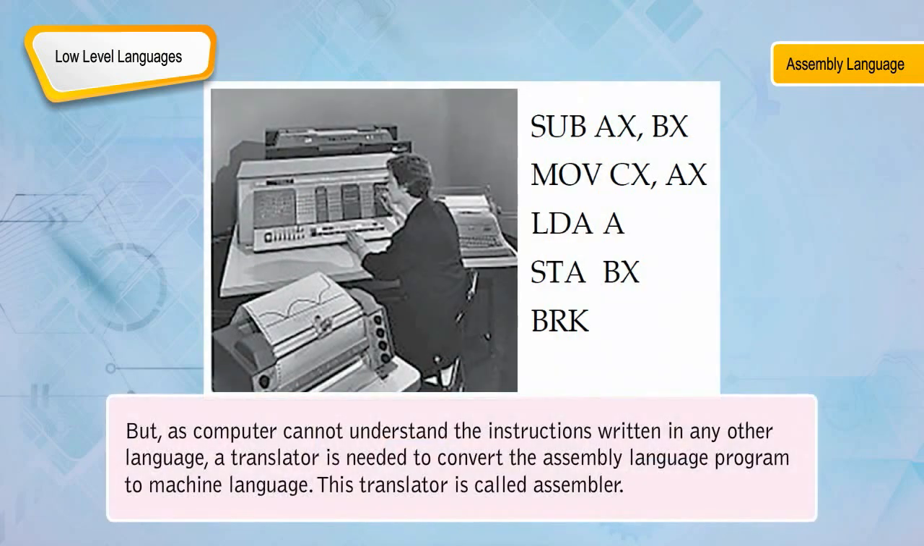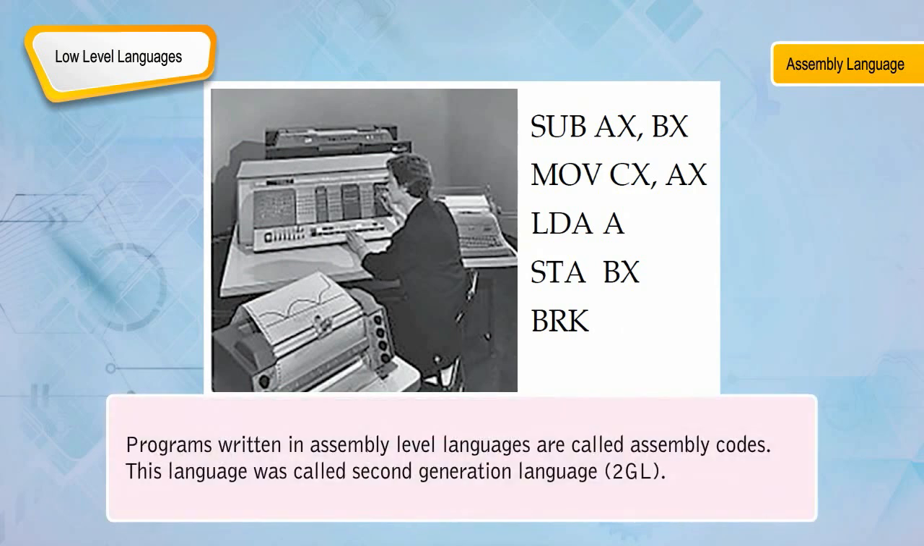But as computer cannot understand the instructions written in any other language, a translator is needed to convert the assembly language program to machine language. This translator is called assembler. Programs written in assembly-level languages are called assembly codes. This language was called second generation language, 2GL.